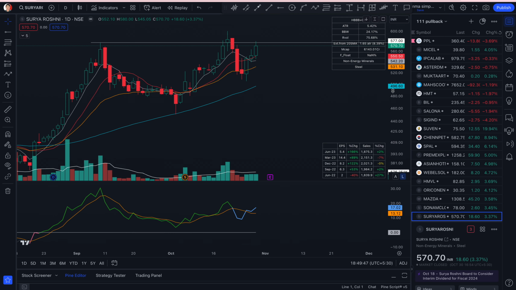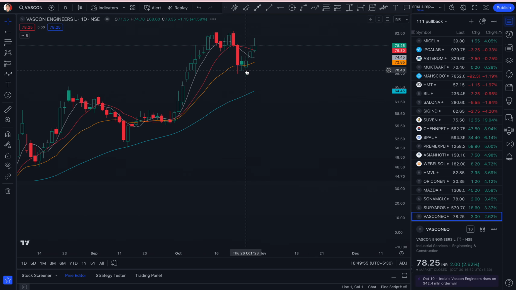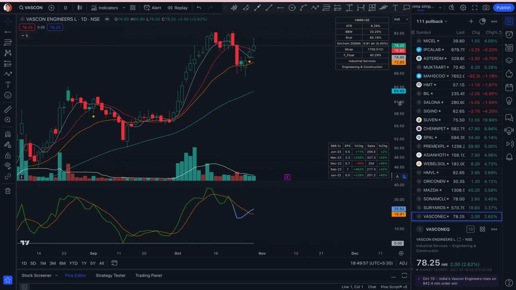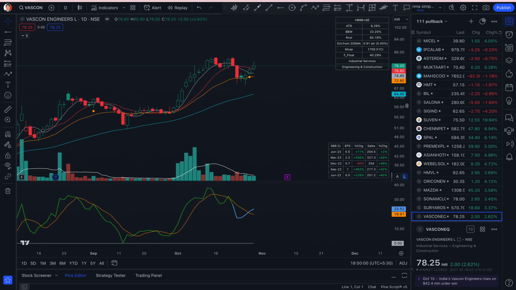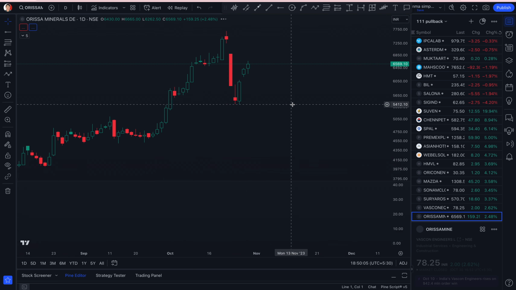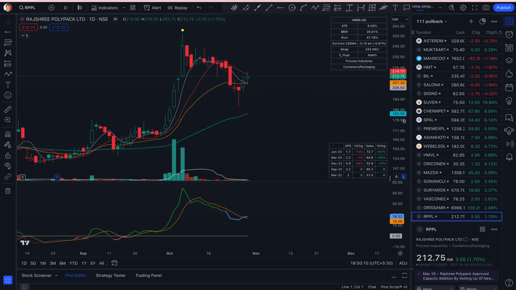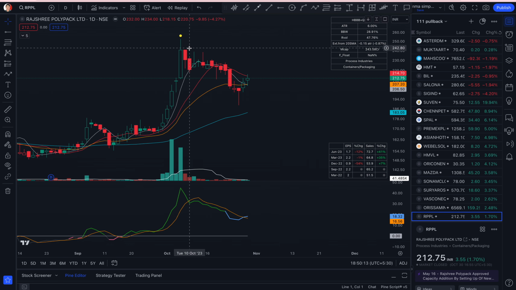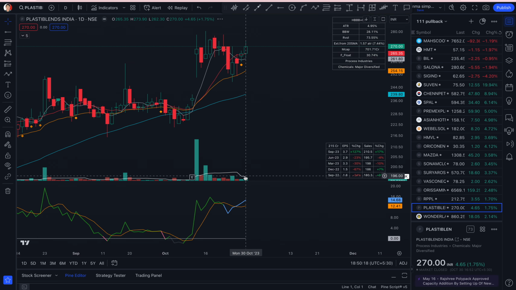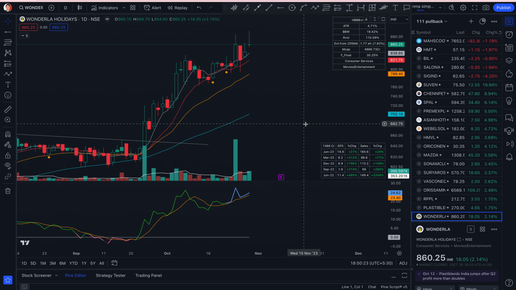Surya Roshni, very nice cup and handle. Could have taken an entry here yesterday when the previous high broke out. Similarly, VASP on this day was a pullback entry. It was also a triple B entry. This entry has not triggered yet, but like I said, this is a very nice, orderly pullback, low volumes. So orderly pullback, low volumes, and prior uptrend. These are the only three things which you look for, right?